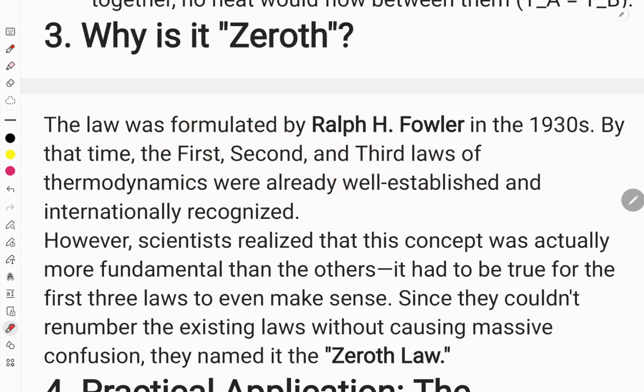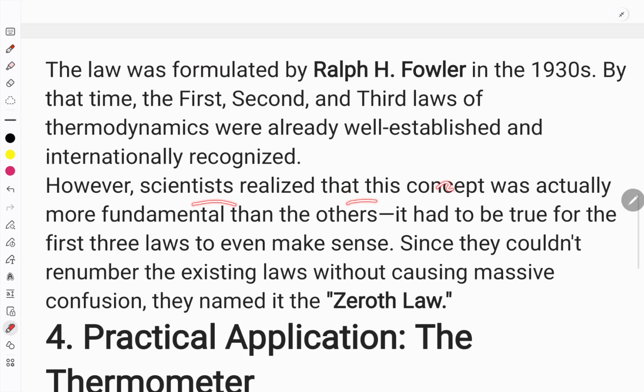So the zeroth law of thermodynamics should have been the first law of thermodynamics, but as the first law of thermodynamics has already been declared, I can't just name it the first law. So what do I call it? I call it the zeroth law of thermodynamics. Scientists realized that this concept was actually more fundamental than the first, second, or third laws. It had to be true for the first three laws to even make sense, right? So first of all, you should have stated the zeroth law, then you should have discussed the first, second, and third laws.